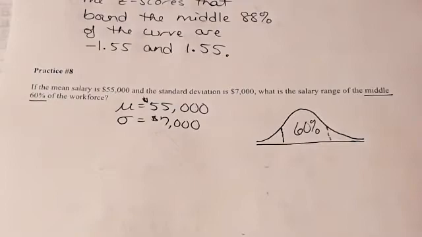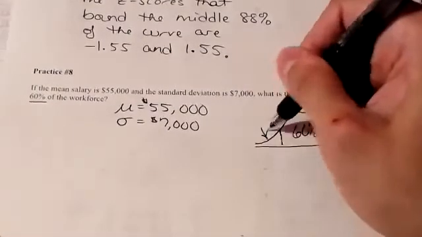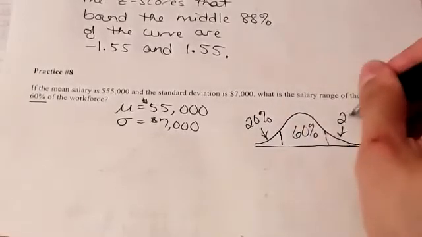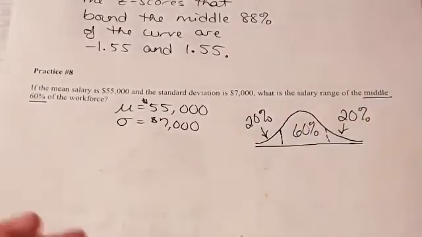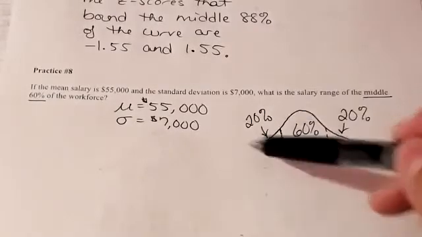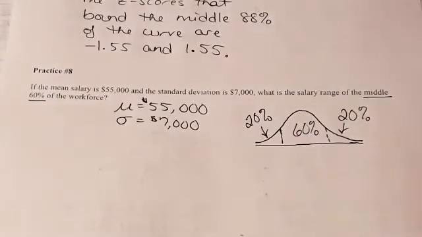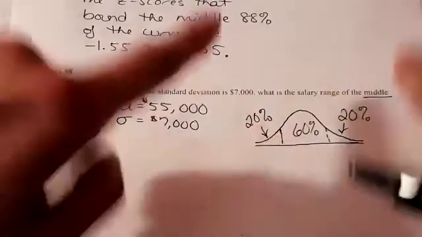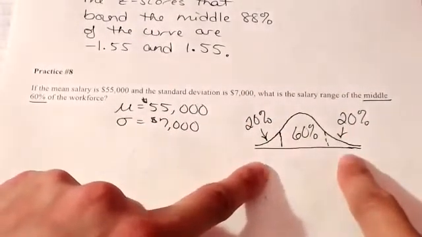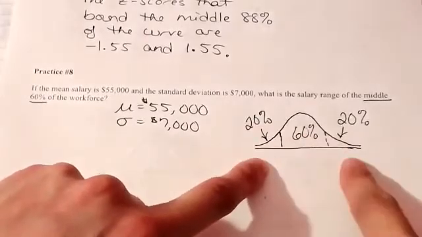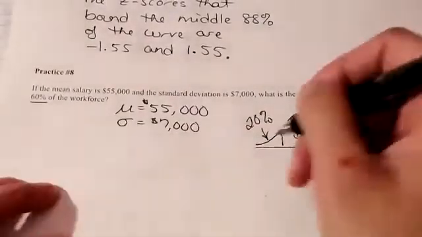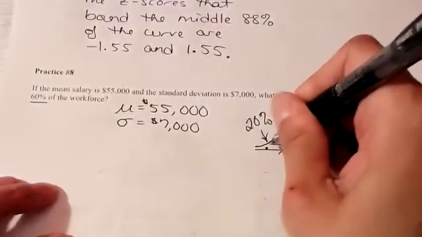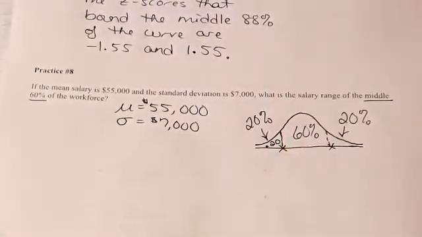20%. Good. So there's 20% of the population in this tail, and 20% in this tail. We know this because the total percentage under the curve is 100. So if 60% is the middle, then 40% gets split between the two tails. So 20, 20, and 60 make 100. Good. We want to find the associated z-score with an area to the left of 0.20.